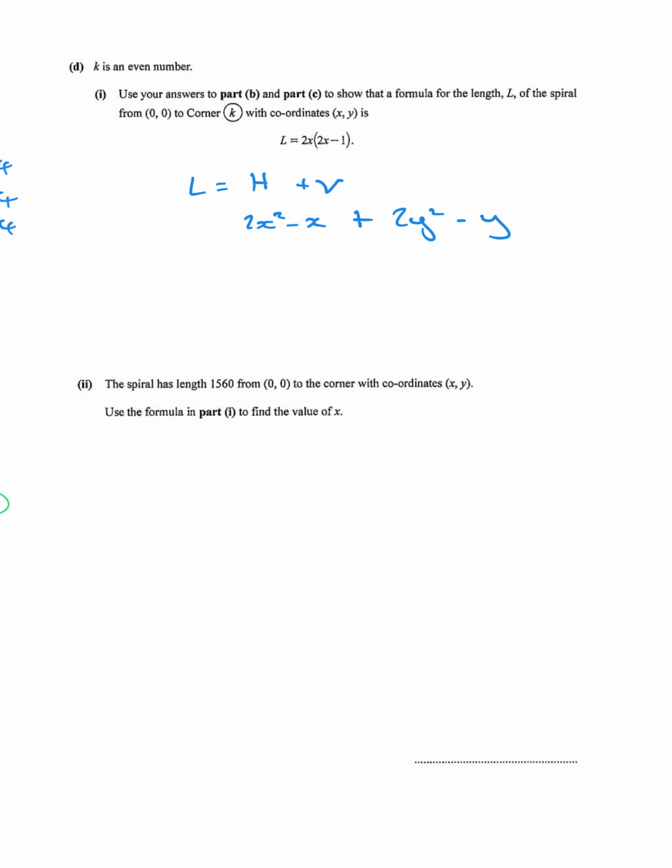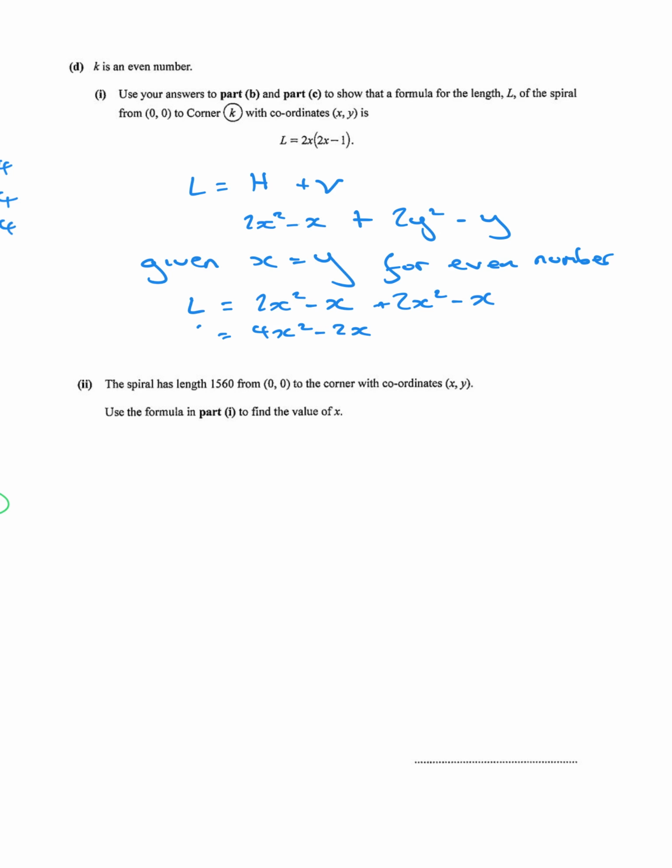But here, in this situation, x is equal to y for an even number. What have we got? L therefore has to equal 2x squared minus x, you could use any letter really here, plus another 2x squared minus x, which is 4x squared minus 2x, which I can say is equal to 2x times 2x minus 1. Marvellous.